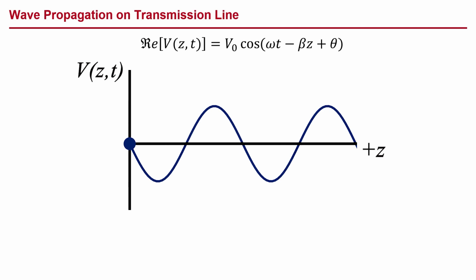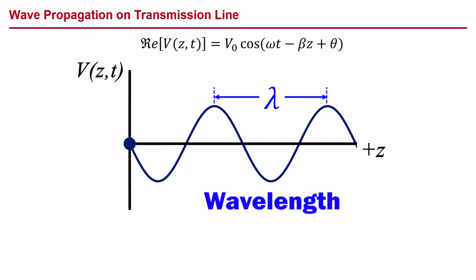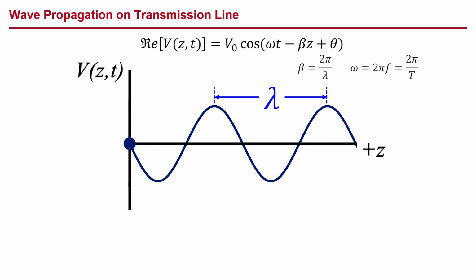The distance between consecutive peaks on the waveform is called the wavelength, designated by the Greek letter lambda. The wave number beta is defined as 2 pi divided by the wavelength. We can compare this to the angular frequency omega, which equals 2 pi times the temporal frequency f, or 2 pi divided by the temporal period, capital T, which is the reciprocal of f. From this, we see that the relationship between wave number beta and wavelength lambda directly parallels the relationship between angular frequency omega and temporal period T.